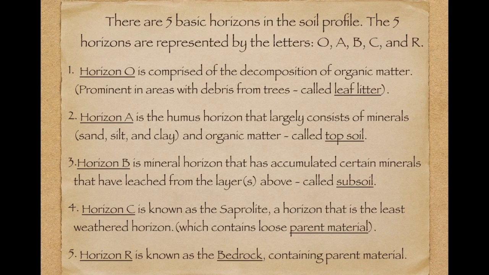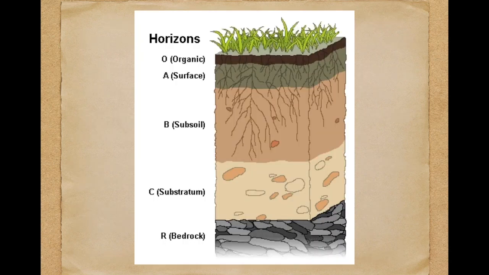And then the very last one here is horizon R. This is the bedrock. This is the strong parent material. Remember, if it starts loosening up, that's going to be right above it. That's going to be horizon C. But primarily horizon R is a strong, hard rock material. Here's a good illustration to illustrate that.